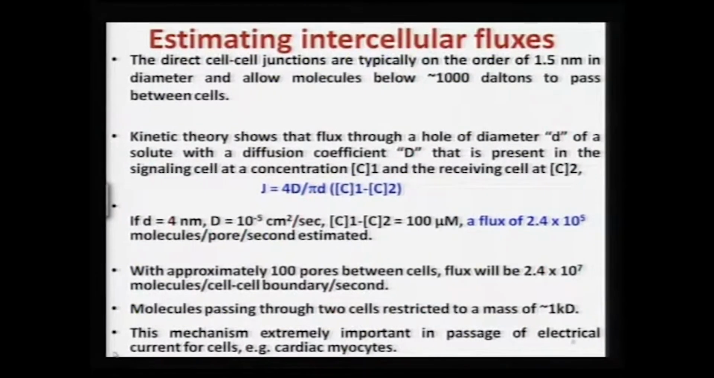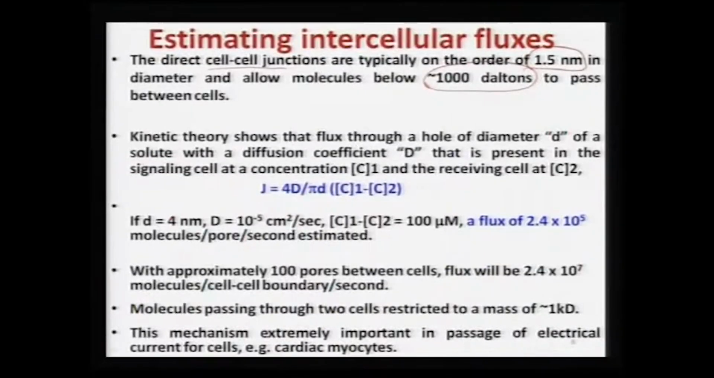Now, for the particular case of cell to cell junctions, typically their dimension is around 1.5 nanometer, and therefore they allow molecules below 1000 Daltons. Most of the growth factors, if you remember, are very small protein molecules with a size of 15 to 20 kilodalton, which means they can be easily transported between these two cells.